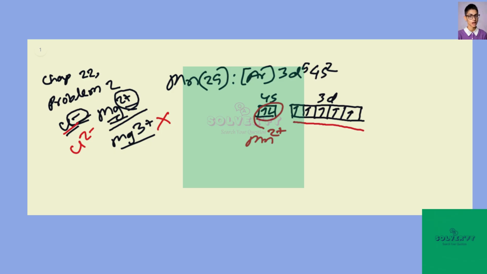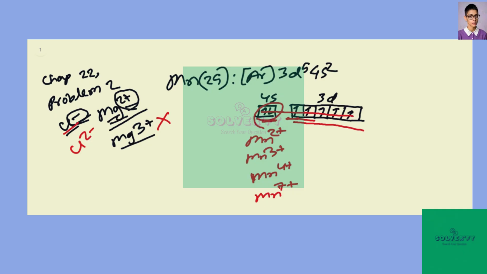or it can get rid of any or all of these d electrons to become Mn3 plus by just getting rid of two 4s and one 3d, or can become Mn4 plus by getting rid of these two 4s and two of the 3d, and all the way up to Mn7 plus by donating all these seven electrons.